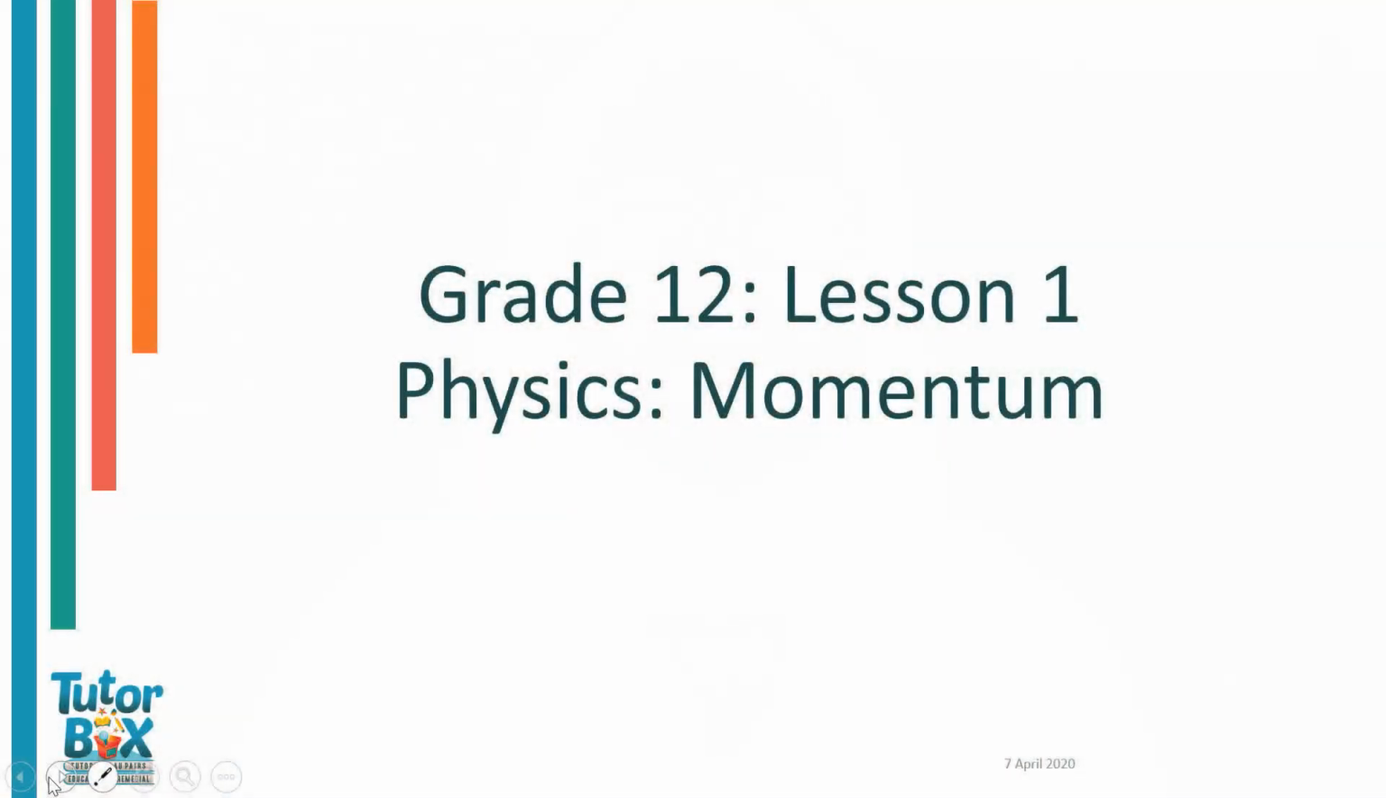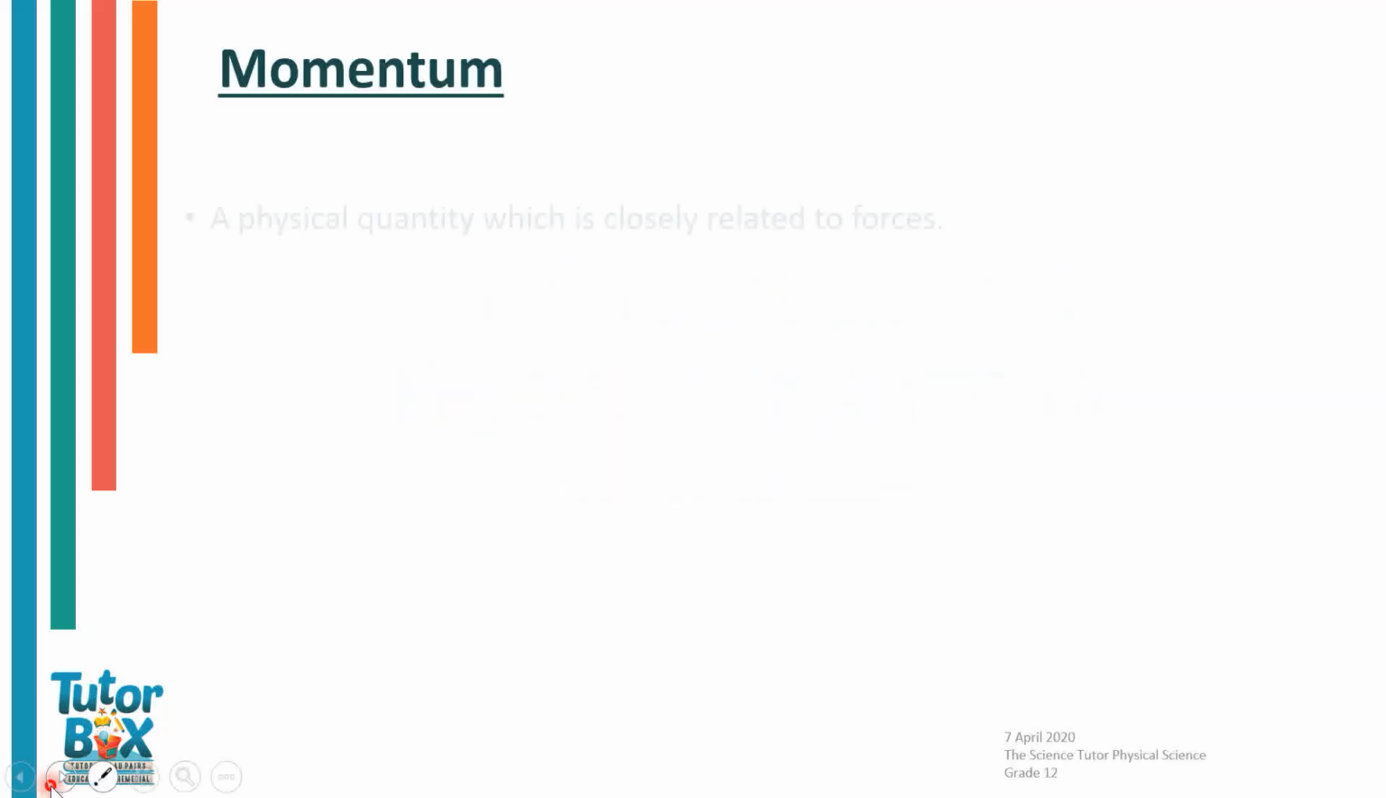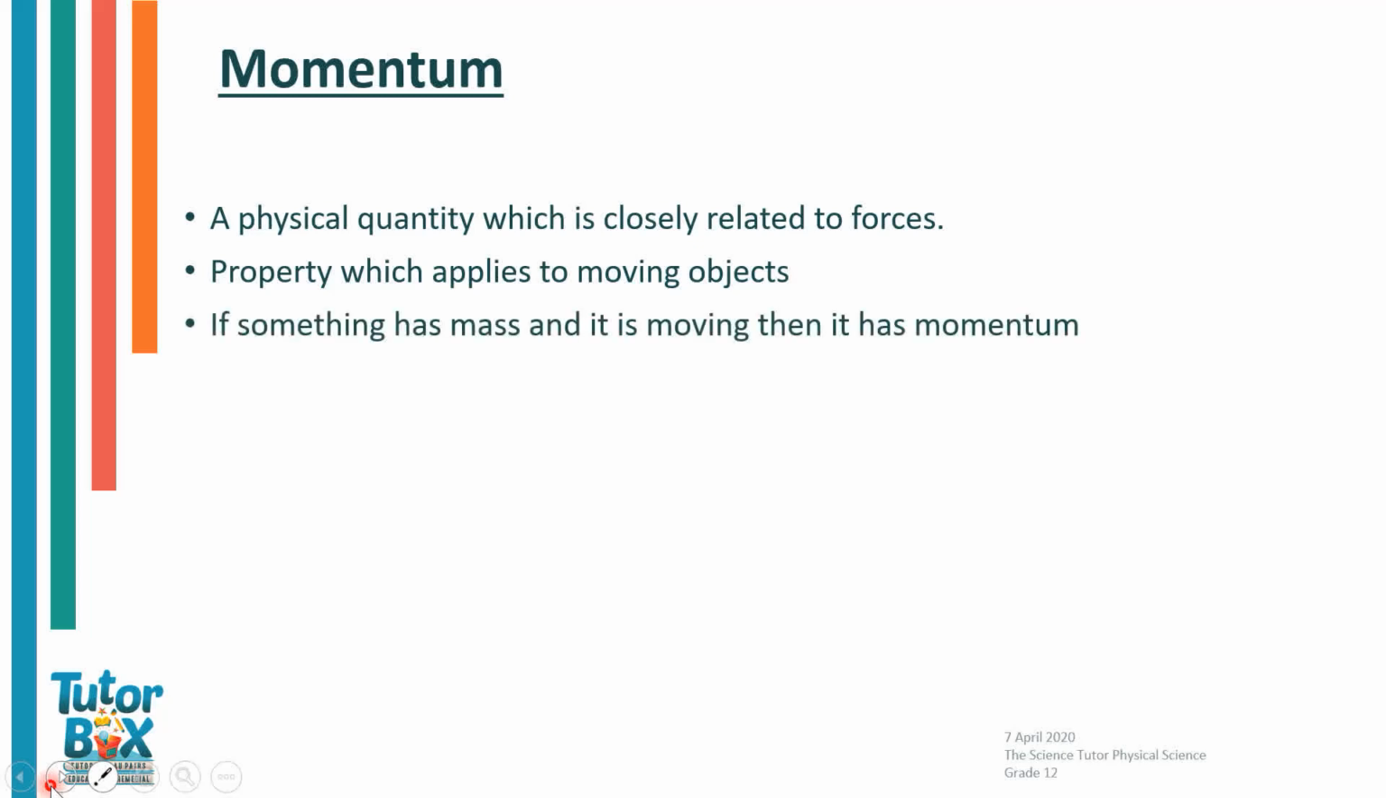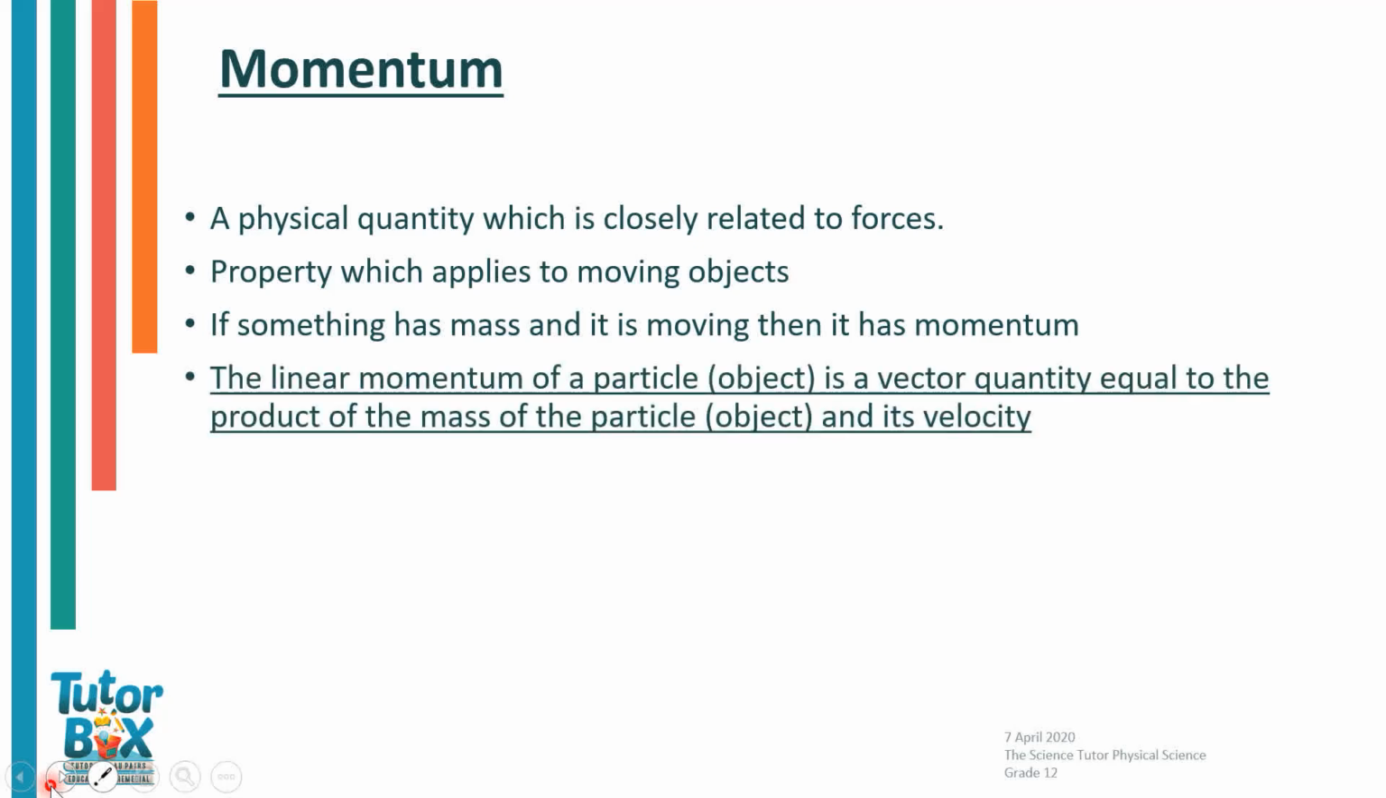Momentum is a nice subject, or section rather, and let's get to it. So, what is momentum? It's a physical quantity which is closely related to forces. It's a property that applies to moving objects. So in order for something to have momentum, it has to have a mass and be moving. Therefore, the definition of linear momentum of an object is equal to the product of the mass of the object and its velocity. This is a definition.